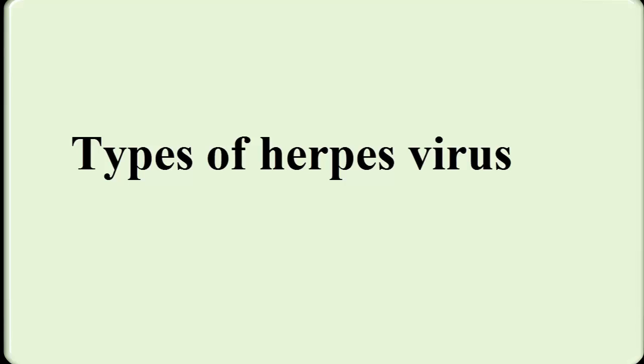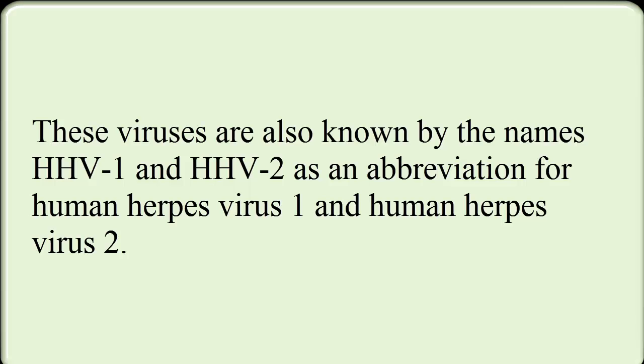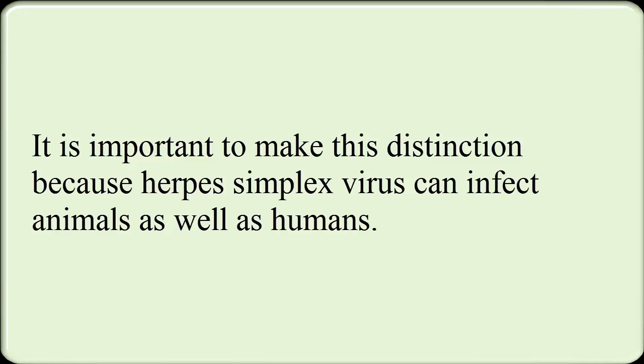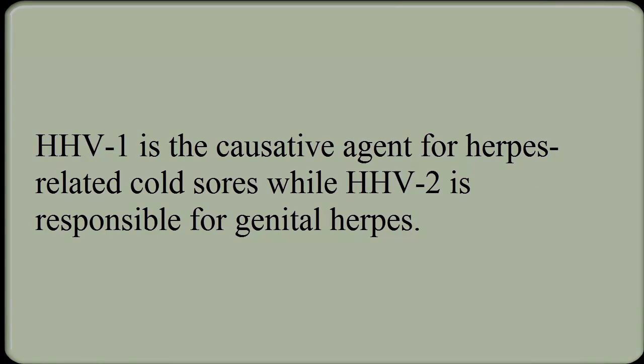Types of herpes virus. As you have already learned, there are two main types of herpes simplex virus. They are known as HSV1 and HSV2. These viruses are also known by the names HHV1 and HHV2 as an abbreviation for human herpes virus 1 and human herpes virus 2. It is important to make this distinction because herpes simplex virus can infect animals as well as humans. Again, HHV1 is the causative agent for herpes-related cold sores, while HHV2 is responsible for genital herpes.